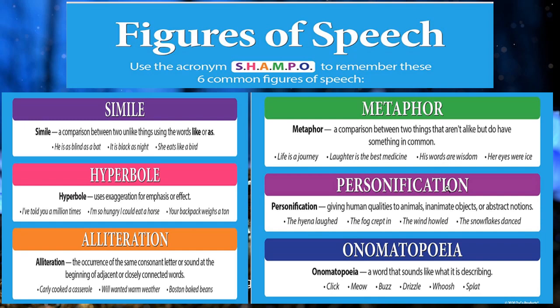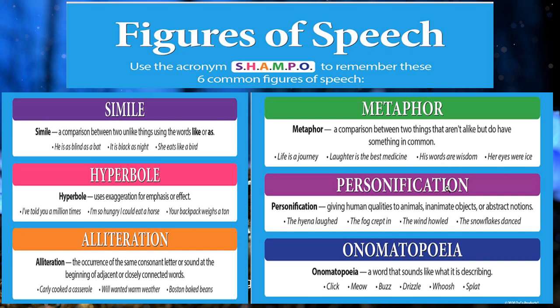Nah, selanjutnya adalah personification, personifikasi. What is the personification? Giving human qualities. Jadi memberikan karakteristik dari manusia. Misalnya the hyena laughed, ya kan, hyena itu kan hewan, sebenarnya nggak bisa tertawa, tapi kita masukkan the qualities of humans ke hyena tersebut. The fog crept in, the wind howled, the snowflakes danced. Jadi ada beberapa benda ataupun hewan yang bisa kita buat seolah-olah dia bisa bertingkah laku seperti manusia.